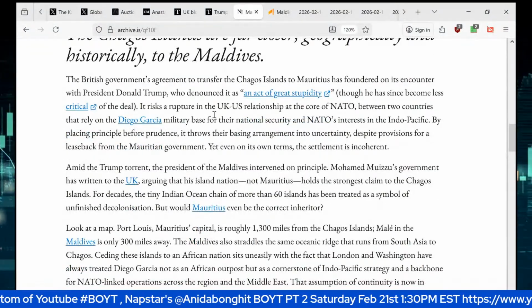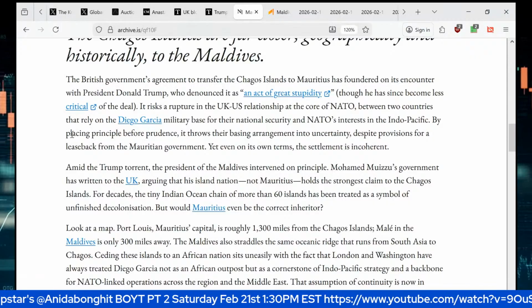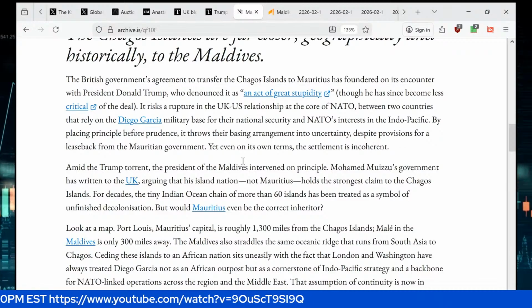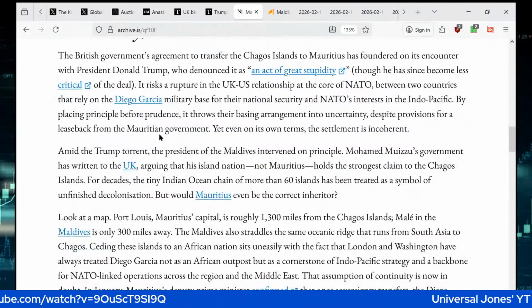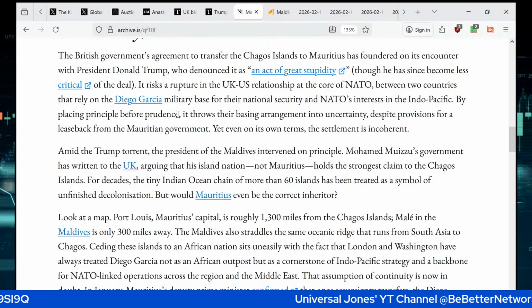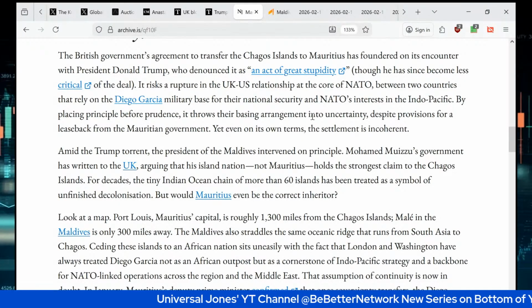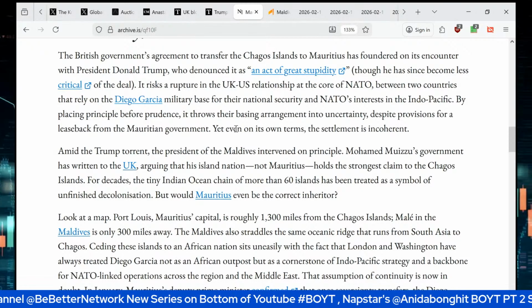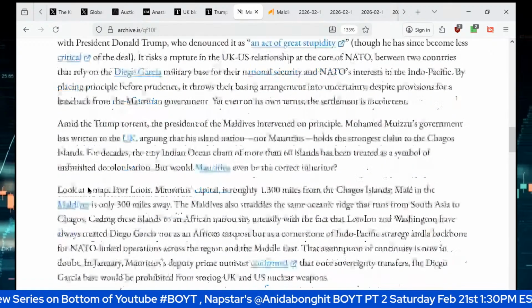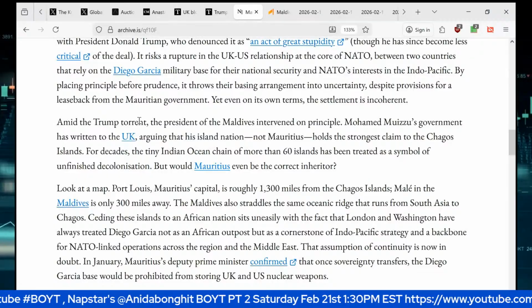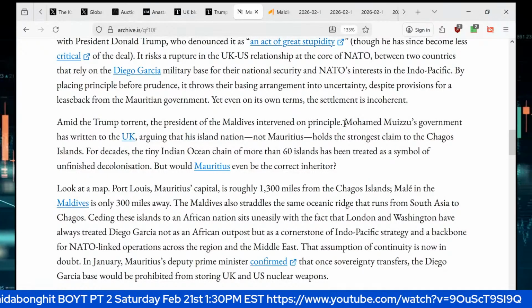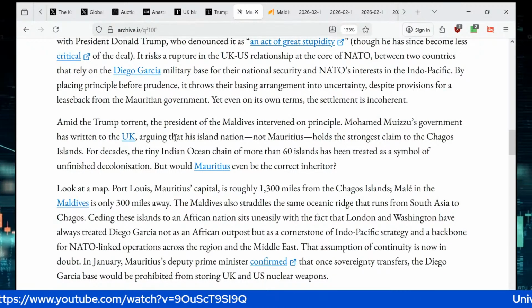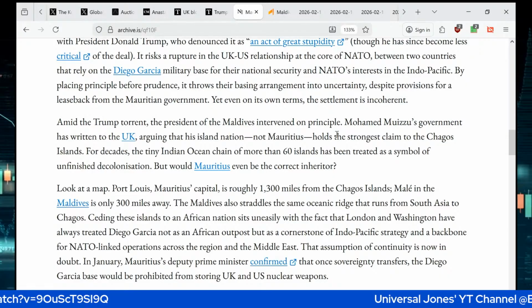It risks a rupture in the UK-US relationship at the core of NATO between two countries that rely on the Diego Garcia military base for their national security and NATO's interest in the Indo-Pacific. By placing principle before prudence, it throws their basing arrangement into uncertainty despite provisions for leaseback from the Mauritian government. Yet even on its own terms, the settlement is incoherent. Amid the Trump torrent, the president of the Maldives intervened on principle.